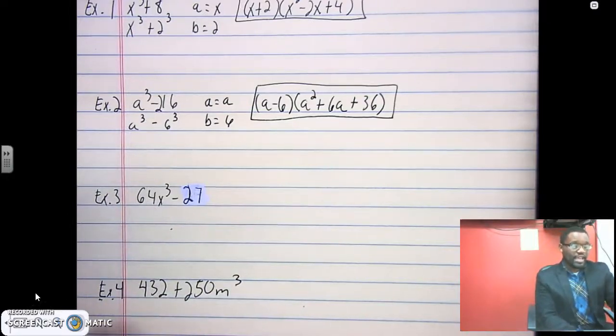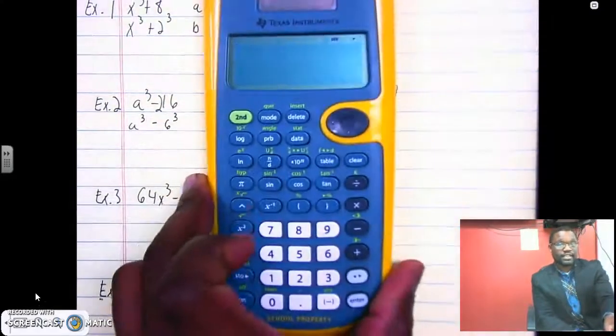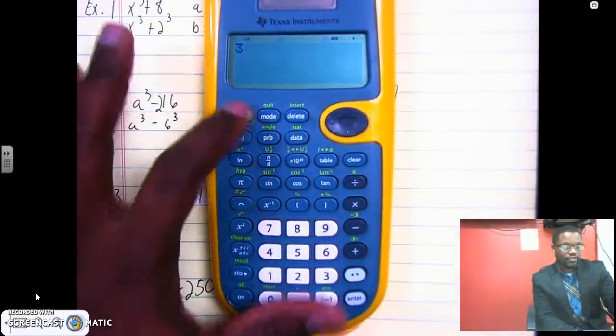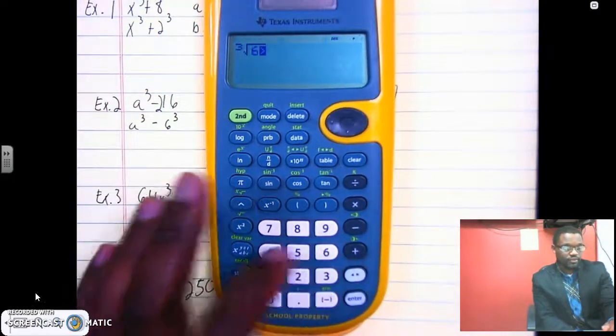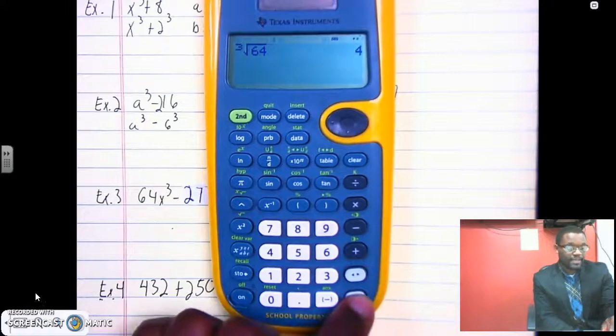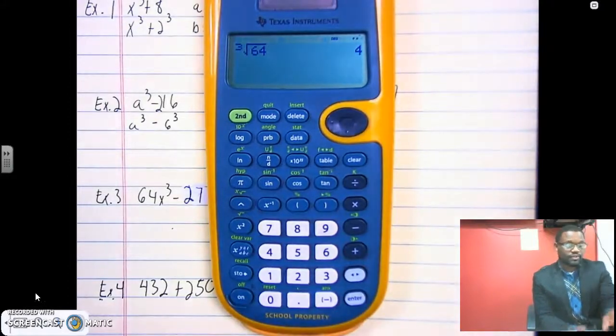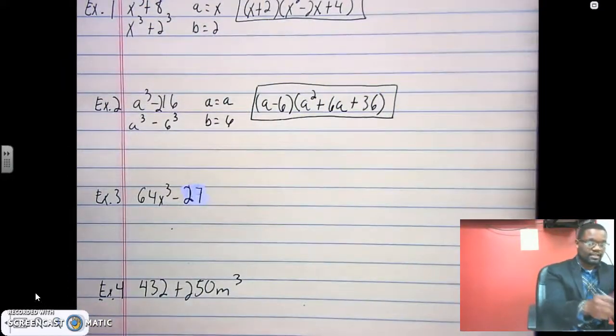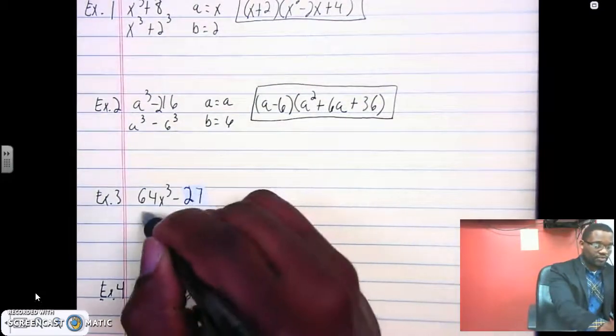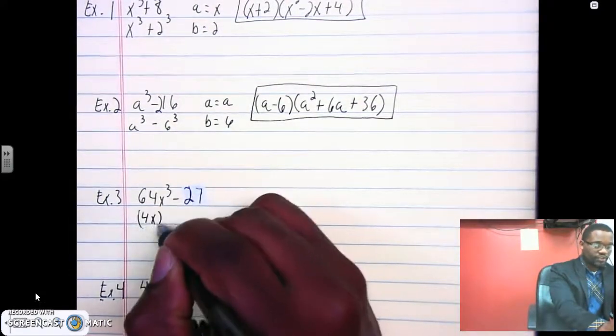But in order to do that, everything has to be able to be written as something to the third power. So I get out my calculator again, and I say the cube root of 64. And that gives me 4. So that works. So I can take 64x cubed and write it as 4x to the third power.